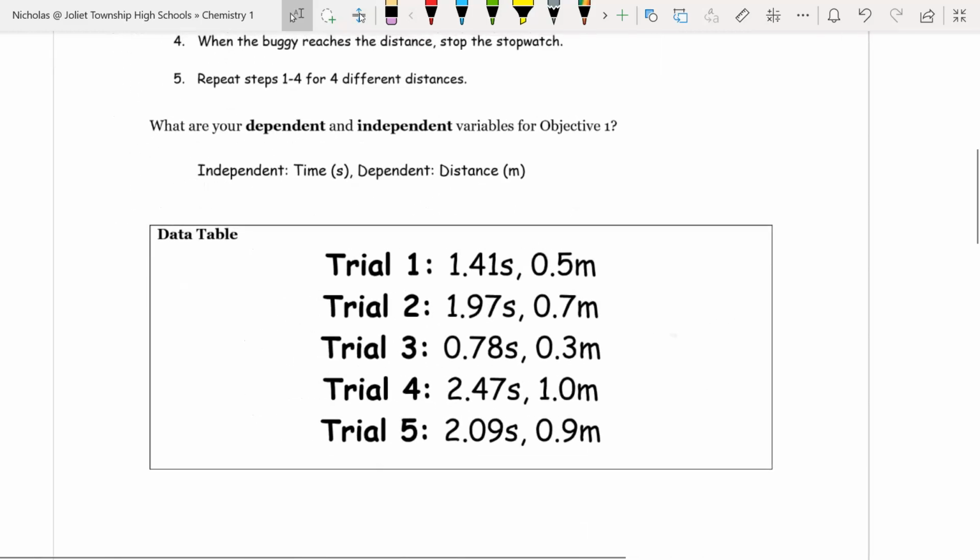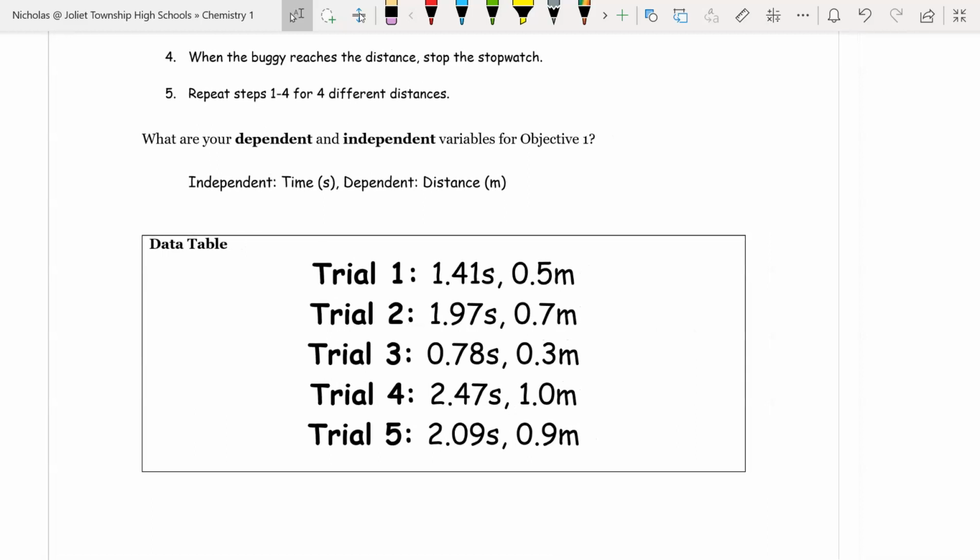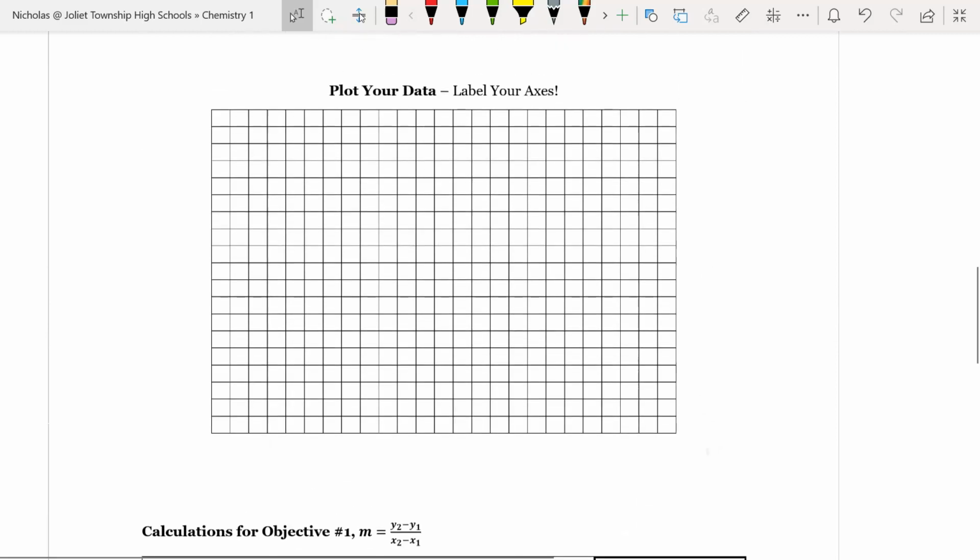So down here at the bottom, I've already put in the trial data for you. This is the data that you're going to be using for the lab. And if you notice, our distances go from 0.3 meters all the way up to 1 meter. And then I've got all the corresponding times there. So our first step is going to be to plot our data here on the graph.